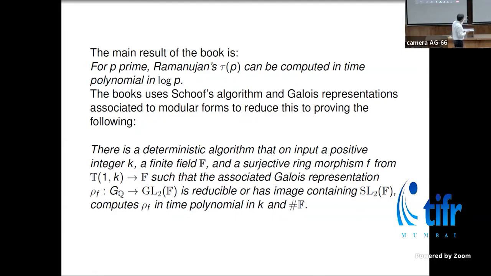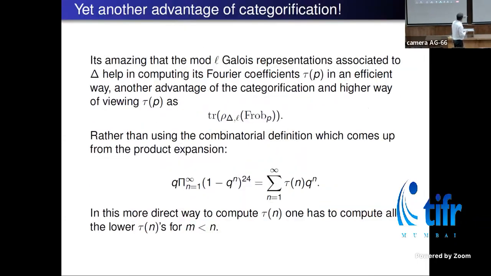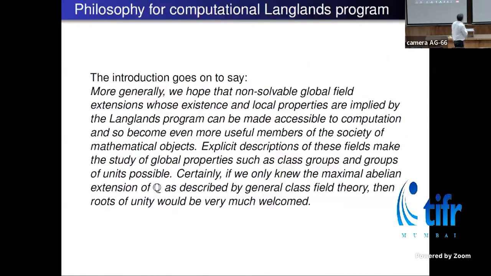Bas Edixhoven and his co-authors wanted to generalize this to motives of higher dimension, or varieties like the things coming from the delta function. On the other hand, if you just try to use the definition of tau and multiply out this q-product expansion, you won't get a good algorithm. Because to compute tau n, you need to compute all the tau m's for m less than n, and so it won't be polynomial in log of p.